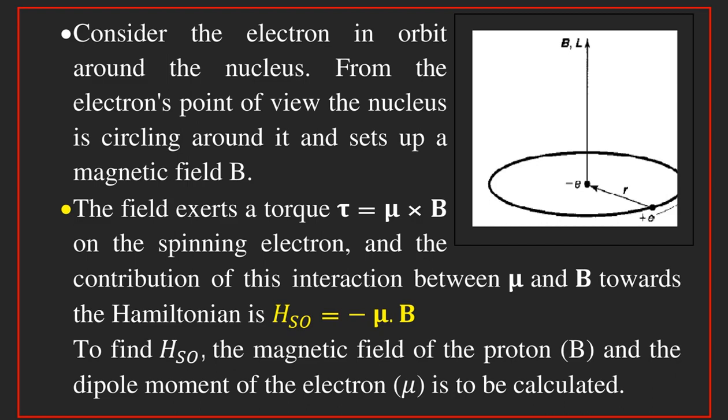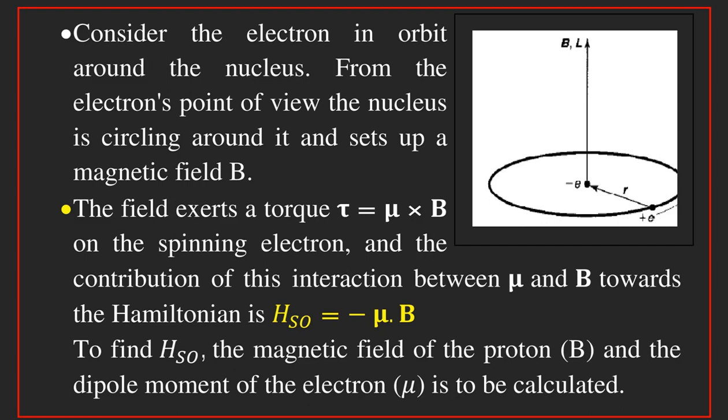and this magnetic field B exerts a torque mu cross B on the spinning electron, where mu is the spin magnetic dipole moment of the electron. And this interaction between the magnetic field B and the magnetic dipole moment mu produces a magnetic energy minus mu dot B. So this much of additional energy comes as the energy of spin-orbit interaction.